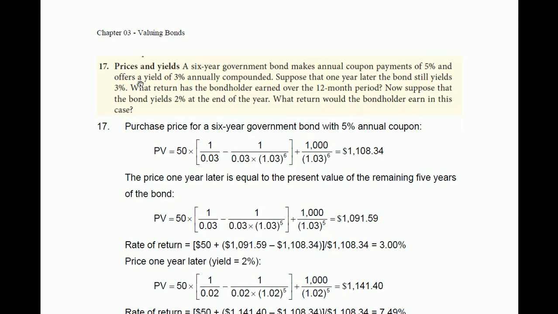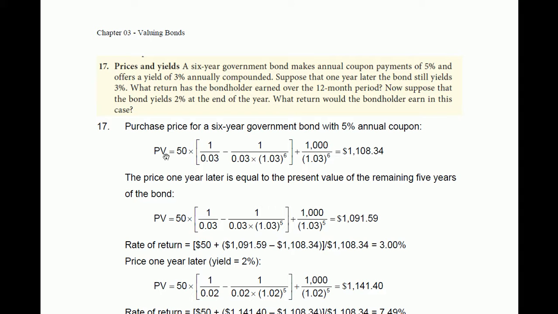Question 17. Prices and yields. A 6-year government bond makes annual coupon repayments of 5% and offers a yield of 3% annually compounded. Suppose that 1 year later the bond still yields 3%. What return has the bondholder earned over the 12-month period? Now suppose that the bond yields 2% at the end of the year. What return would the bondholder earn in this case?